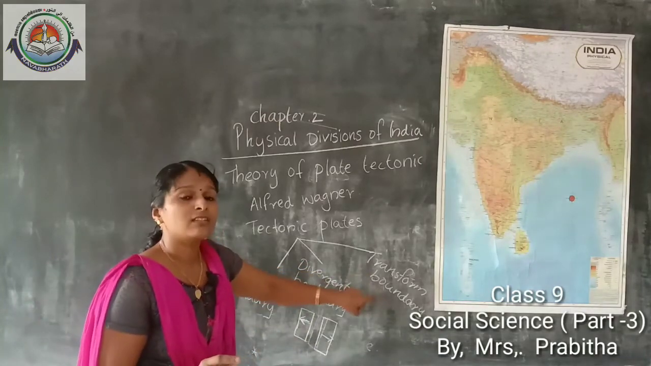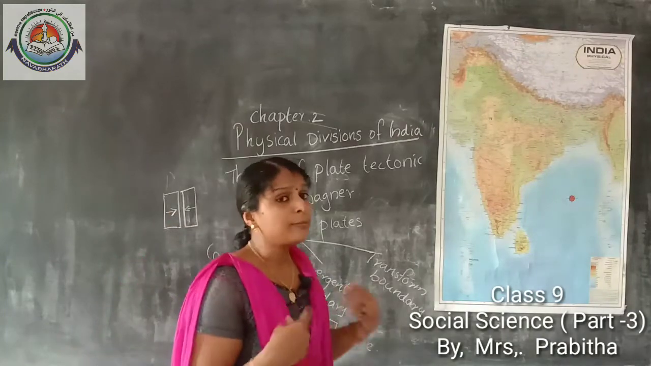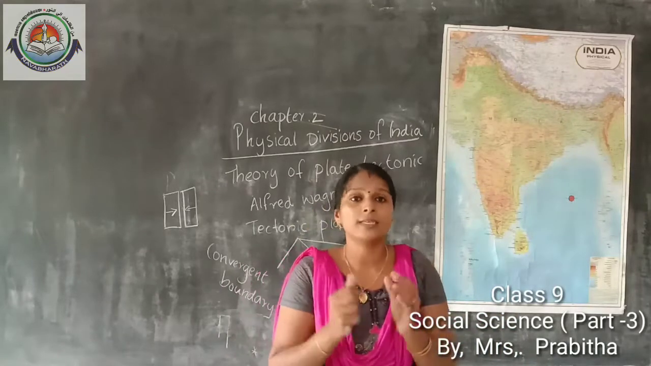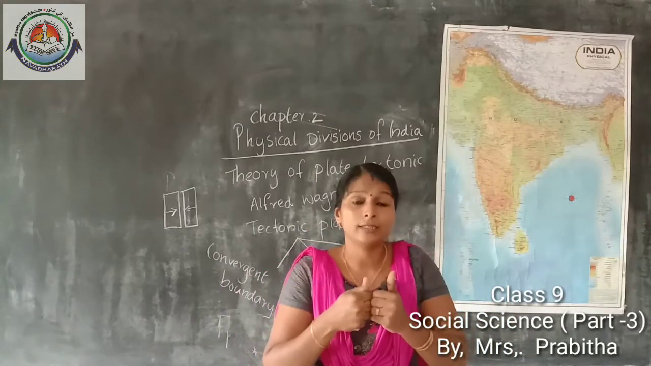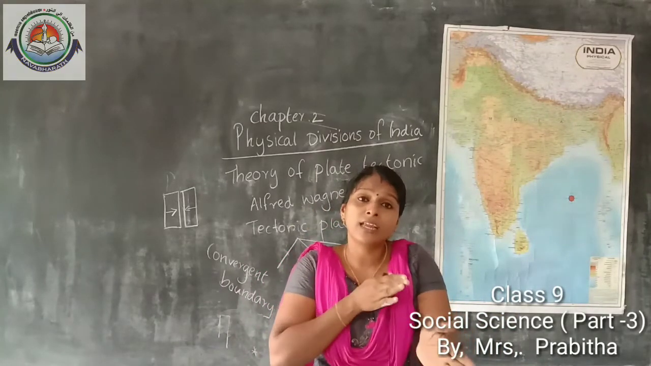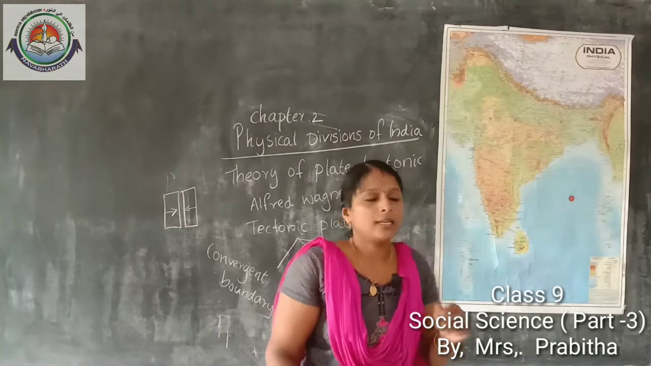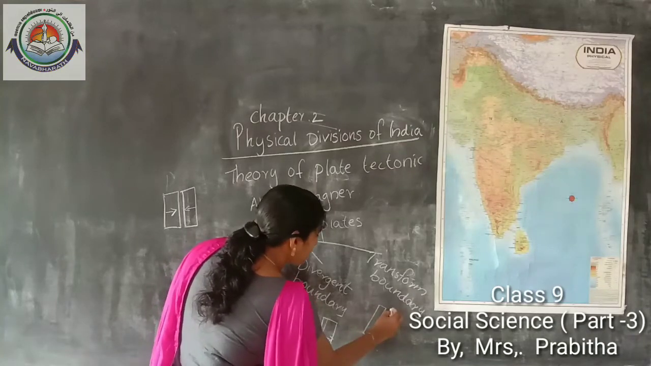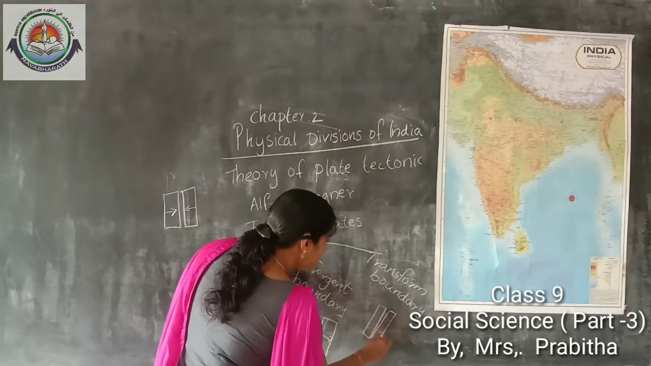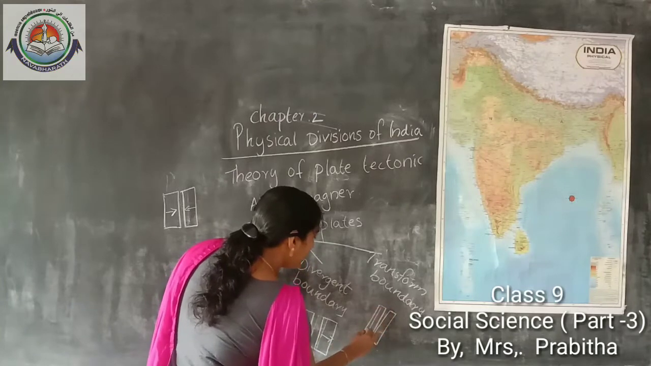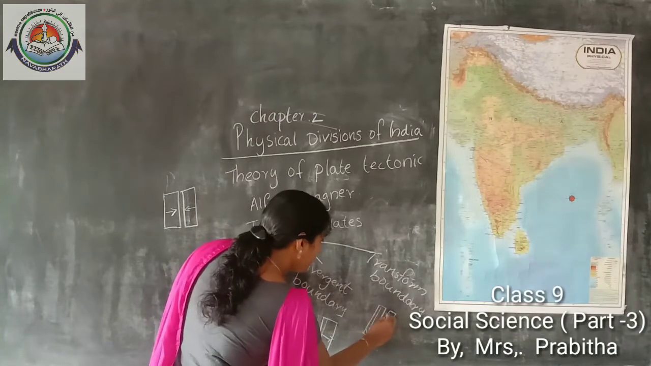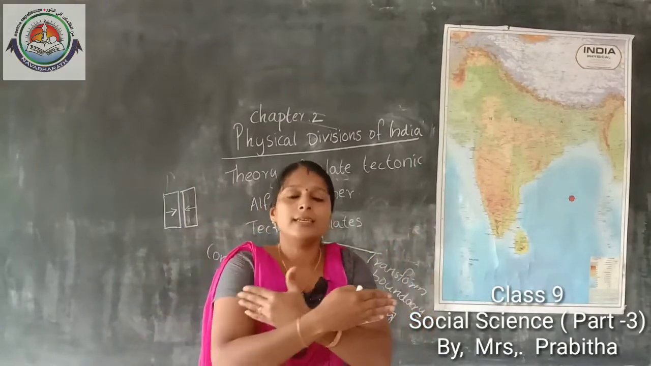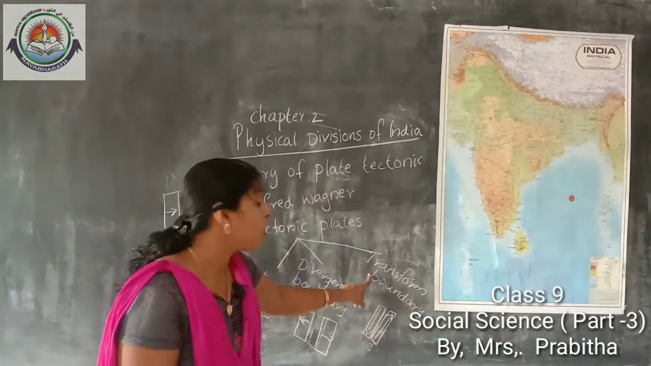Next one is the transform boundary. Sometimes when these tectonic plates move towards each other, they may collide or horizontally pass each other. That means when the two tectonic plates come towards each other, sometimes they may collide or horizontally slide past each other. That is called the transform boundary.